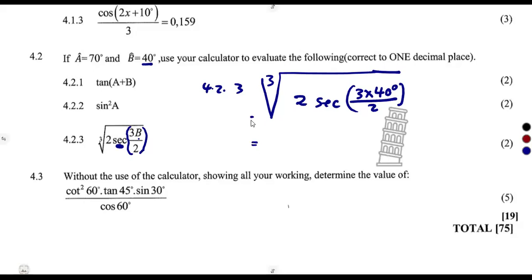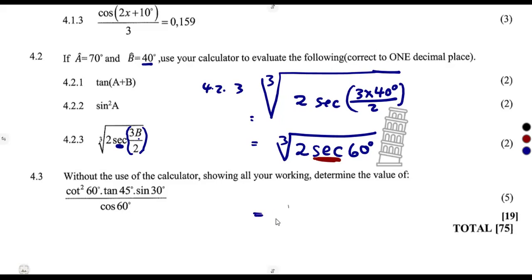So it will give us the cube root of what? 2 sec. Remember, there's a sec there. 3 times this. On your calculator, guys, you can simplify this. It was going to be what? 60 degrees. This part was going to give us 60 degrees. So it's 2 sec 60 degrees. We can't simplify the sec on our calculator.